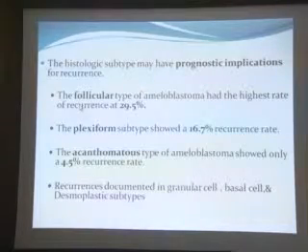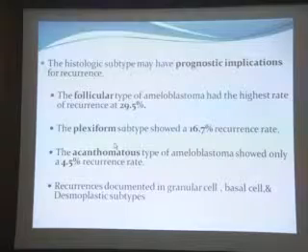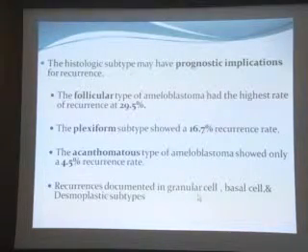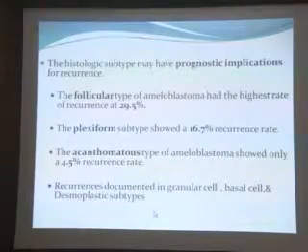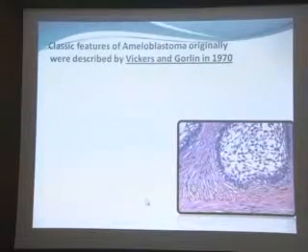Researchers report that the follicular type of ameloblastoma had the highest rate of recurrence, about 29.5%, a little less with the plexiform subtype, only 16.7%, whereas the acanthomatous recurs very rarely, about 4.5%. Other variants, granular cell, basal cell and desmoplastic subtypes, have documented recurrence but it is very, very minimal.